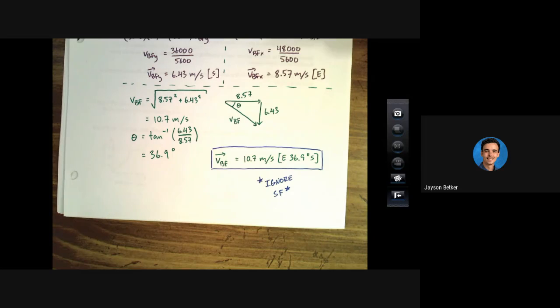So that is it for conservation of momentum in 2 dimensions. There are some tricky problems in there. I've had a few of you email me asking questions about some of them, and that's awesome. Keep up those emails. I will respond to them as I can.